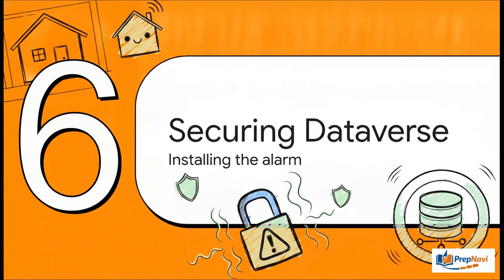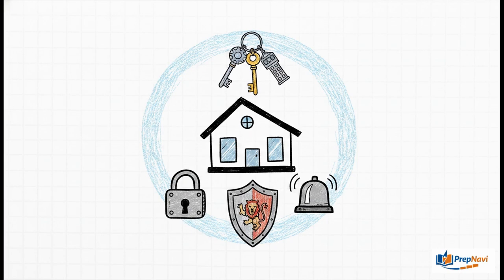Section 6. Securing your Dataverse. Installing the alarm system. So the crucial point is, we have a fully built, beautifully framed, AI-powered smart home. But before we hand over the keys, we have got to install the alarm system. The study guide explicitly lists configuring security right alongside building tables and columns. You need to understand how role-based security, column-level security, and business unit access ensure that all this amazing intelligent data you've structured is actually protected from unauthorized access. Make no mistake, if the alarm system isn't configured, your blueprint just isn't finished.